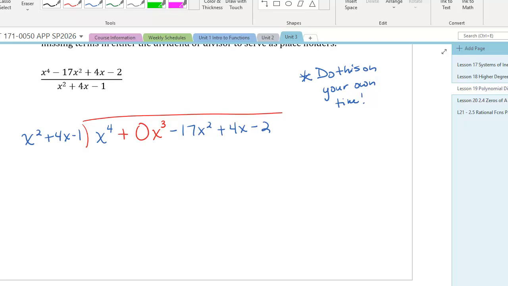In this example, we have a polynomial over another polynomial. Remember that the fraction bar means to divide. And we've got to use long division for this one because the denominator, what we're dividing by, is not in the form x minus c. It actually has an x squared. Notice also that I have filled in a 0x to the third because the numerator has an x to the fourth and an x squared, so it's missing that x to the third term.